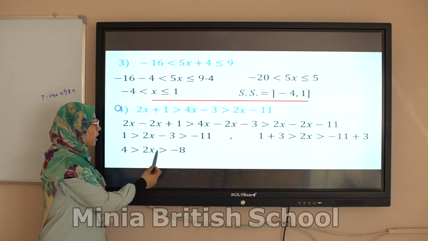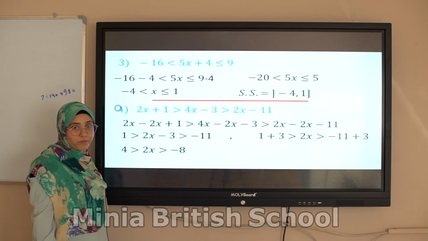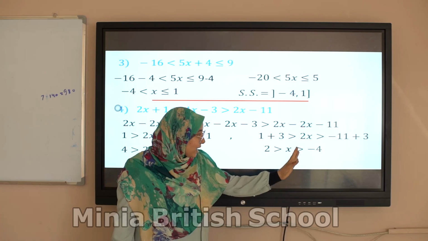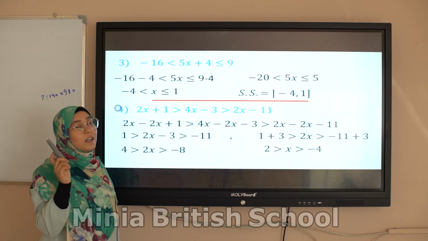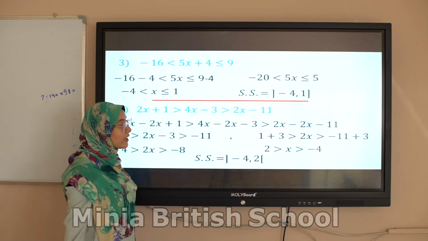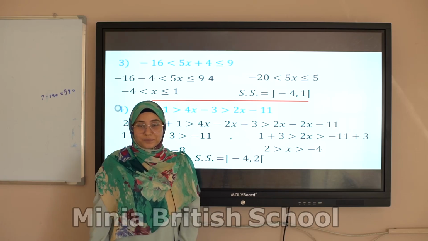Divide all sides of the inequality by 2. We get x greater than 2 and less than negative 4. So the solution set equals, good, open interval negative 4 and 2. Open interval negative 4 and 2.